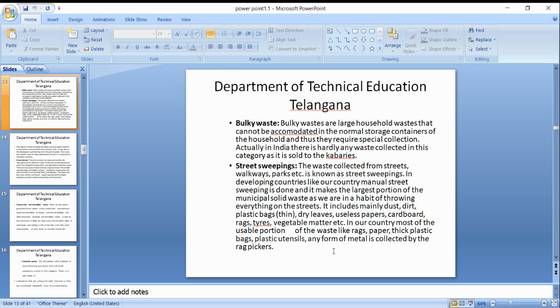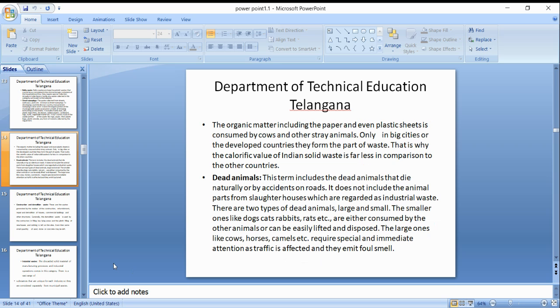They will collect them in one container, just called a rag. The paper is also recyclable and the plastic is also recyclable, so those will be sent to recycling. The tires are also recyclable, so those are collected and sent to recycling. The organic matter, including paper and even plastic sheets, is consumed by cows and others. If we leave it like that, it will be consumed by other animals, which will get affected. So that will be removed as early as possible.